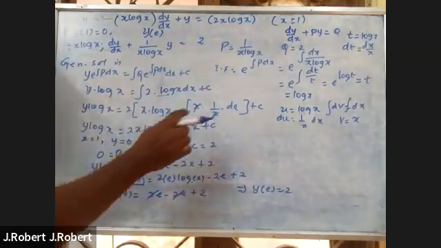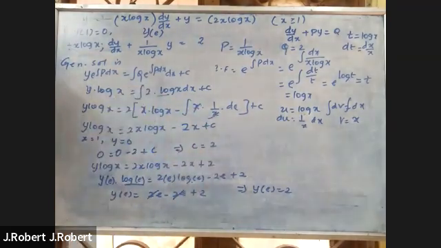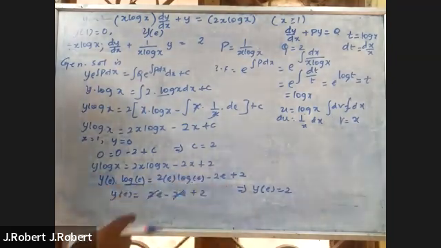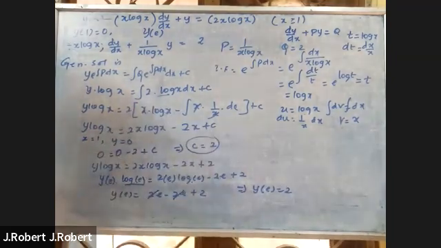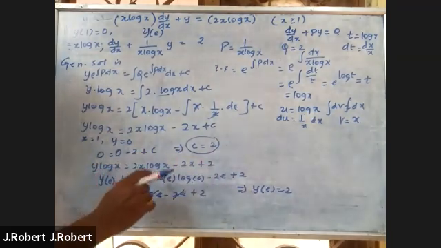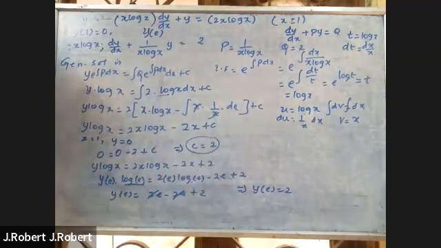And integrating, we get x. Since there is a 2 in front, I multiply by 2. But my given condition is when x is equal to 1, y equals 0, we find that c is equal to 2. Substituting c equal to 2, we get the general solution y log x equals 2x log x minus 2x plus 2.